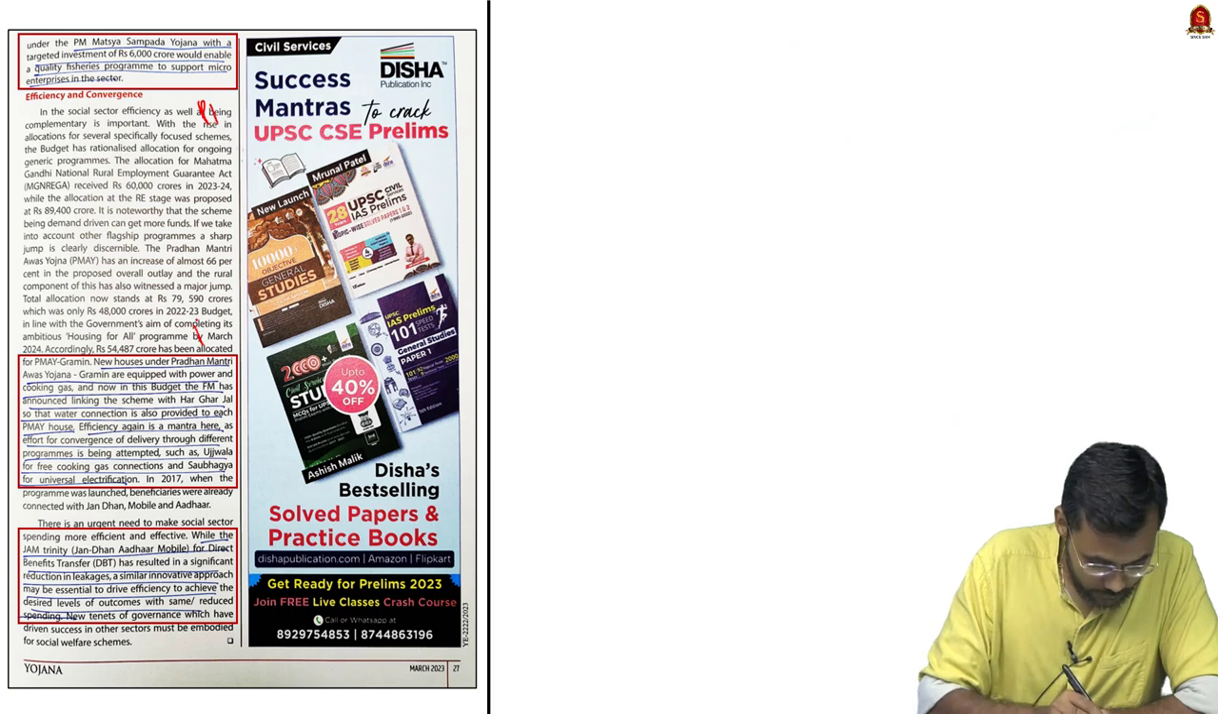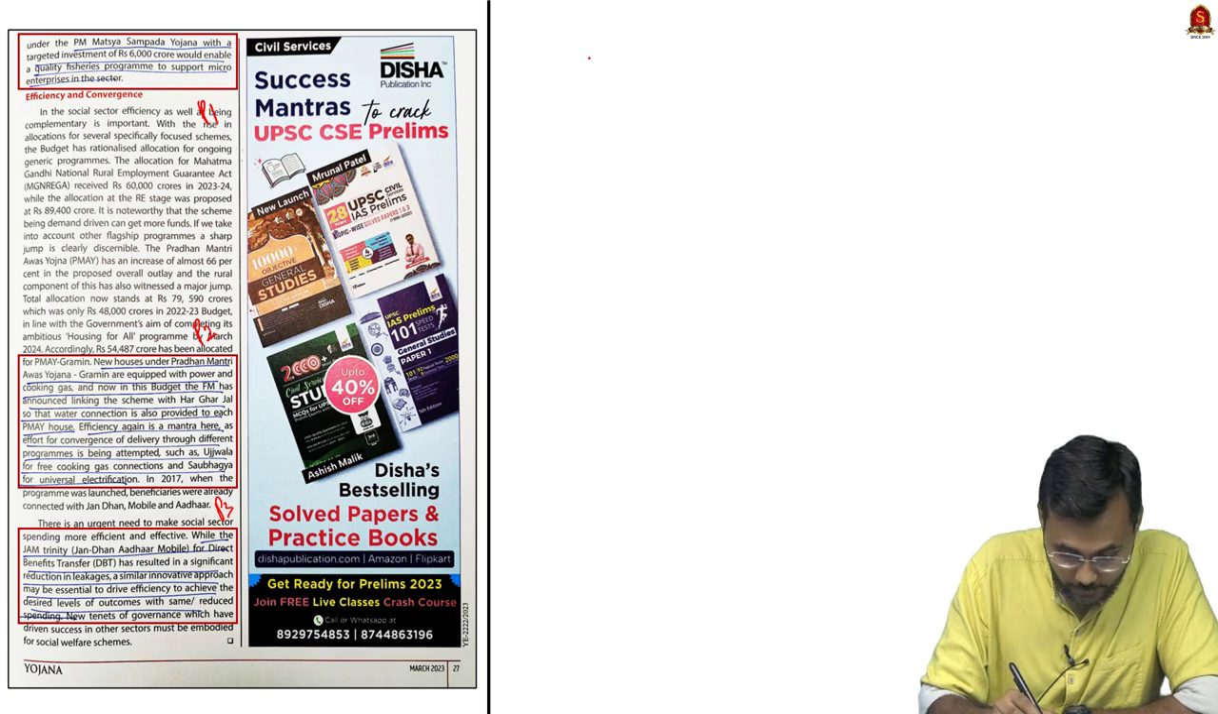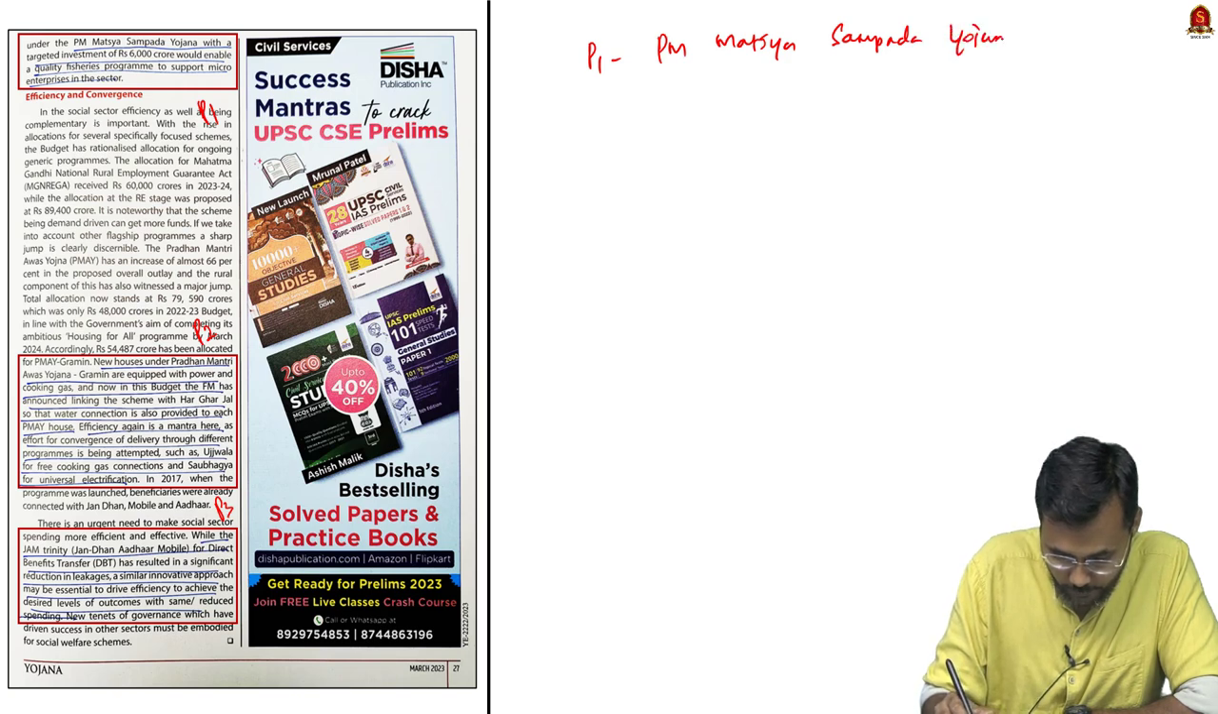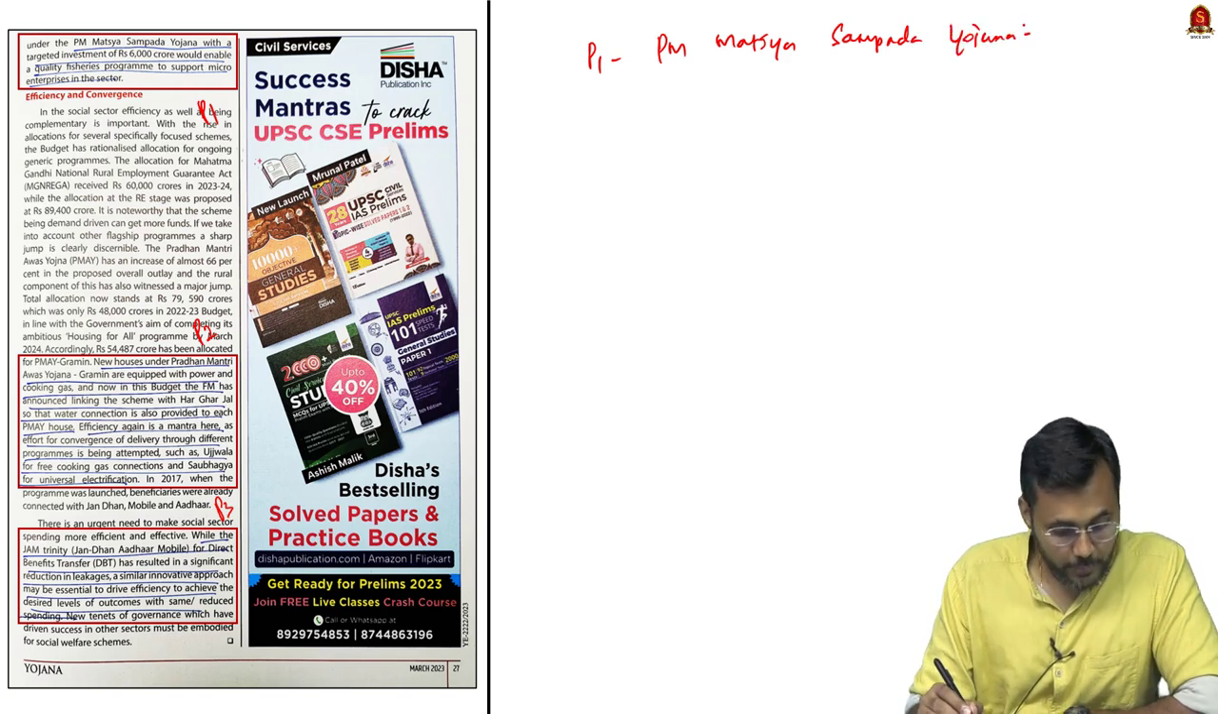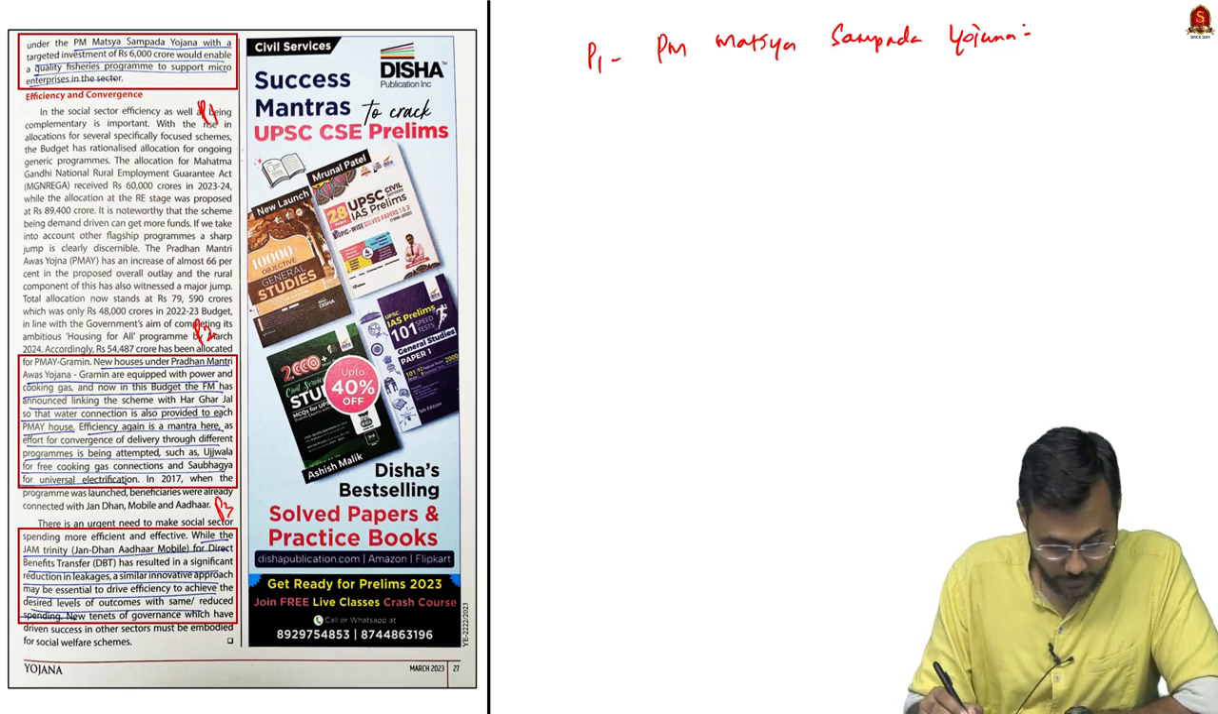Paragraph 1, 2 and 3. So in paragraph 1, it speaks about the Pradhan Mantri Matsya Sampada Yojana. This is a scheme focusing on investing in fisheries. Around 6,000 crore is being allocated for fisheries.